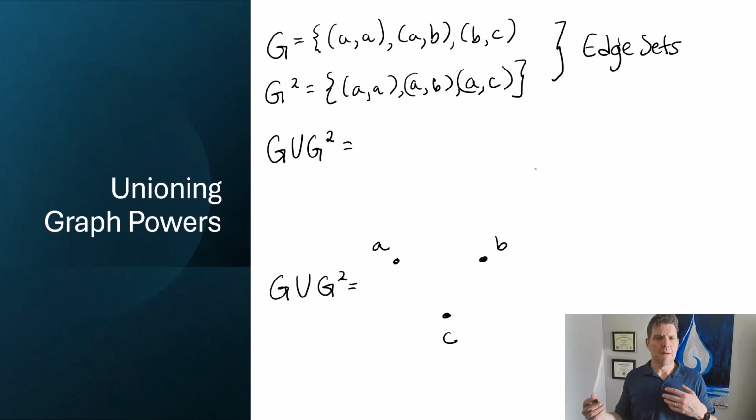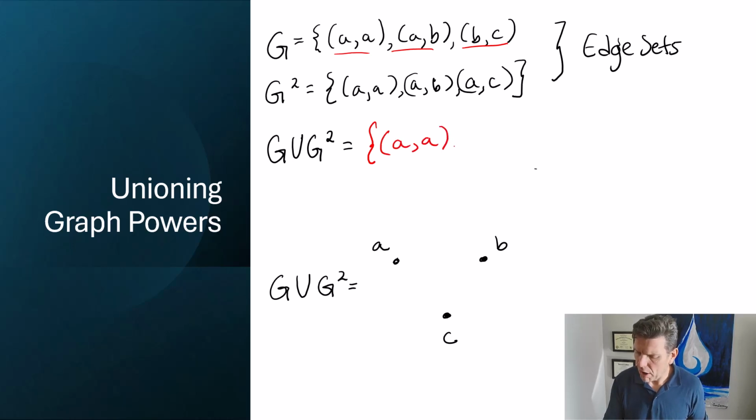Now that we understand a little bit more about graph powers, let's talk about unioning graph powers. Let's say I have G and I have G squared, and those are our edge sets. G union G squared is going to be the set of all walks of length 1 and walks of length 2 that I can generate from G. What I do is take the edges that are in G and G squared and union them together, so we get rid of all of the redundant pieces.